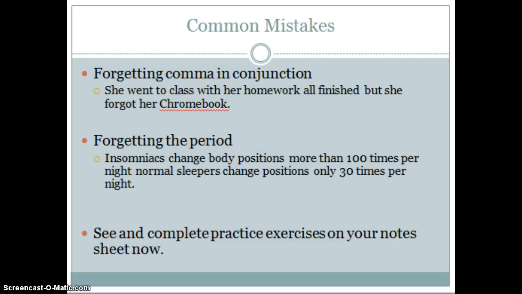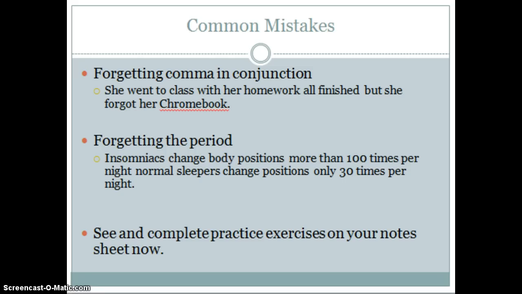Another kind of mistake, forgetting a comma in a conjunction. So conjunctions, again, "and," "but," "or," "yet," and they have to have a comma in front of them, and what they do is they separate complete sentences. Well, sometimes people forget the comma because they don't recognize that it's two complete sentences. So, "She went to class with her homework all finished, but she forgot her Chromebook." "She went to class with her homework all finished" is a sentence by itself.